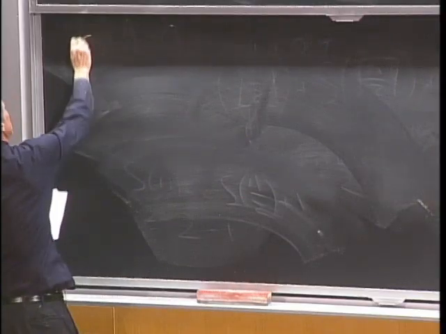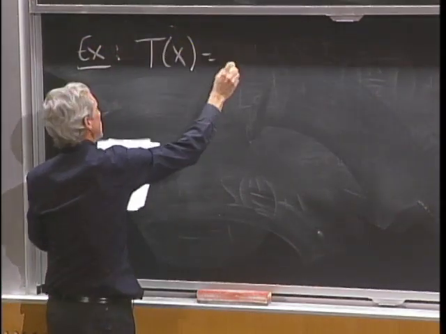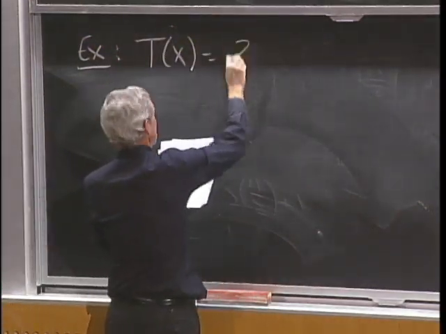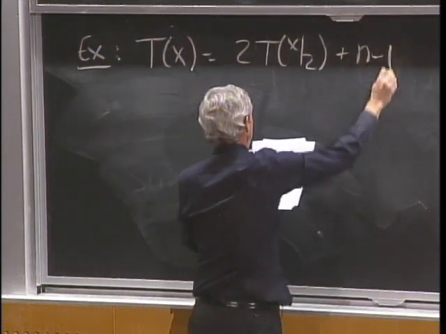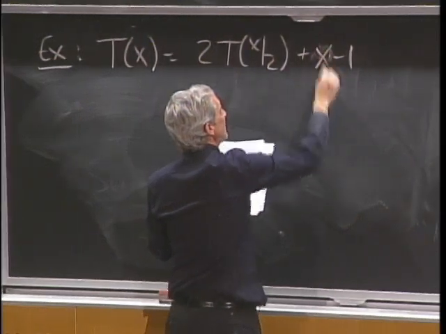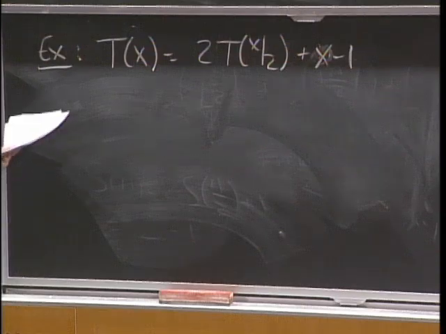All right, so we've got an example here. T of x equals 2T of x over 2 plus x minus 1. We use x now, and I'm not even going to worry about powers of 2 anymore. I don't care. It's going to be fine.